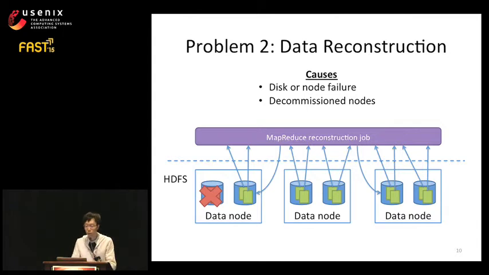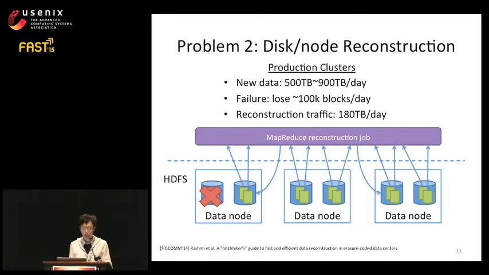The second problem is known as the data reconstruction problem. It is commonly caused by disk or node failures, and in some cases also when you are decommissioning nodes. When we have a failure in a disk or a node, the system will detect this failure and launch a MapReduce reconstruction job. The purpose of this job is to read extensively from the system, fetch the blocks, and recover all the lost blocks on that disk or node.